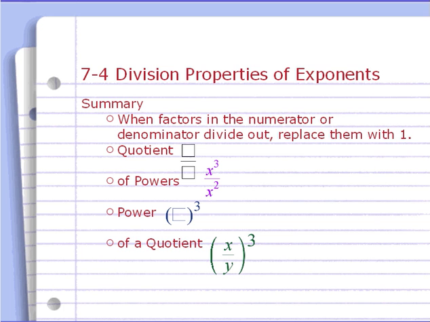So to summarize this division of properties of exponents, keep in mind when factors in the numerator or denominator divide out, replace them with a 1. And quotient means division, something over something. Of powers means, in this case, we could have x cubed over x squared. We're talking powers here. A power would be a base raised to an exponent. Of a quotient, in this case, quotient's division, so x divided by y, all raised to the third power. So these are just some examples and different words we use to talk about it. Bring any questions you have to class, and good luck.